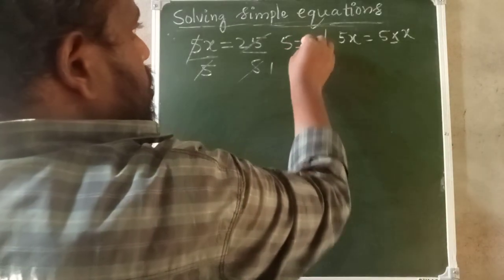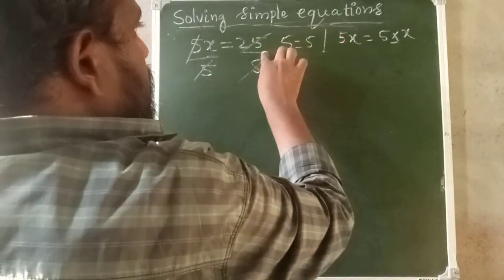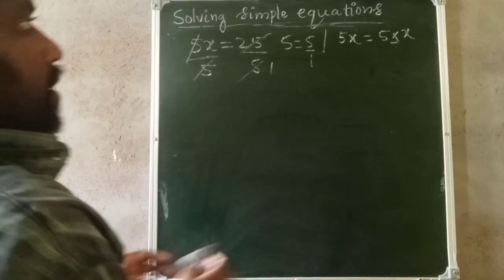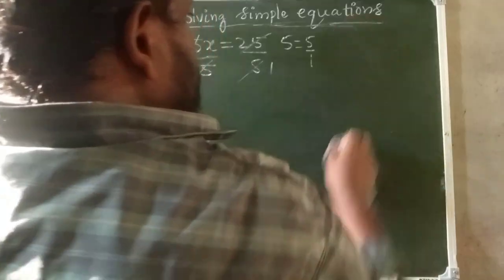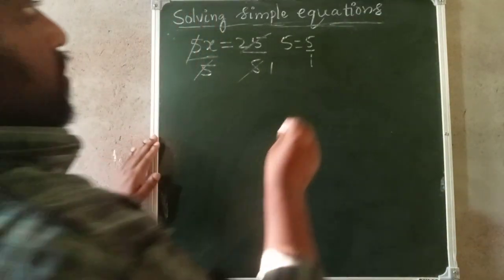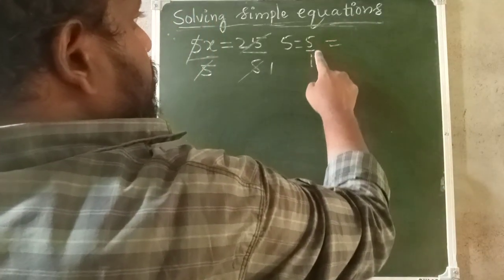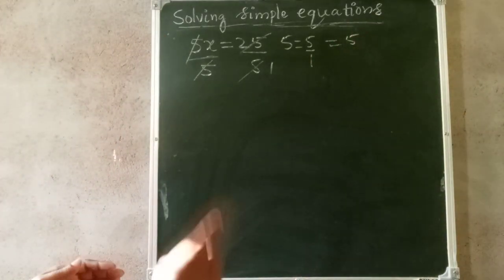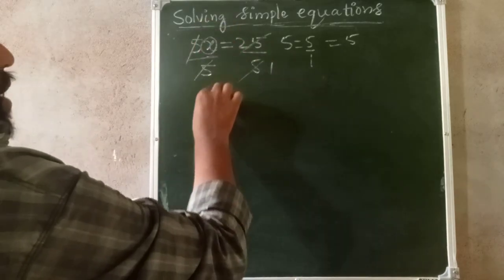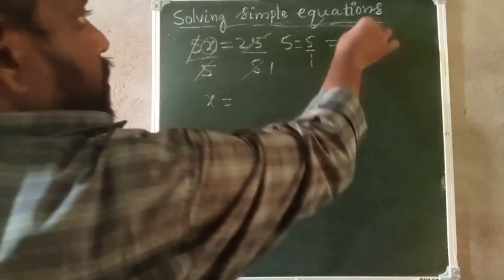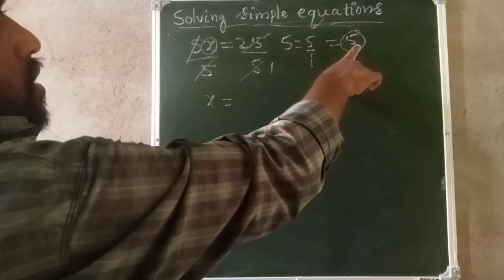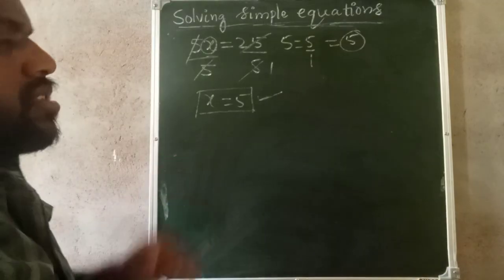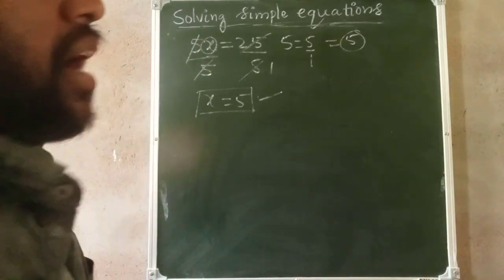Okay. Now this is equal to 5 by 1. So this is equal to 5 by 1 is 5. Now what are left? So here we are left with x, write that is equal to, and here we got 5. After the equal sign we got 5, write that 5. Now see, this x is equal to 5 is the answer.